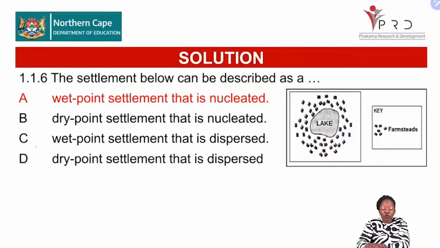So let us look at option B, your dry point settlement that is nucleated. Remember the dry point, that's where there is a river in that area, and the people will choose to build away from that river, especially in the higher ground, so that they can avoid being flooded. So as I've said, you need to know the difference between your wet point as well as your dry point settlement. Where water is scarce, there will be a water source. Then the people will gather around that water source so that they can get the water easily.